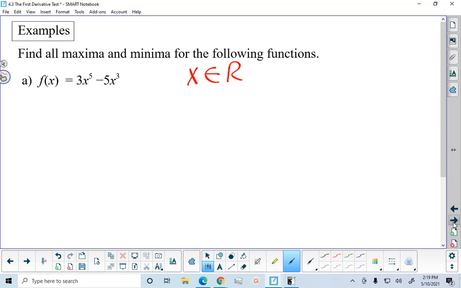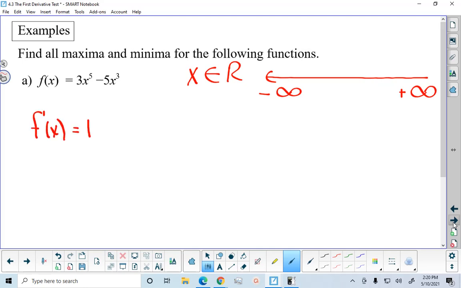You can take any number and put it in without violating any laws of mathematics. Which means when we do find our critical values of x, in order to come up with a first derivative chart, we are going to start slicing up the domain of all real numbers using the critical values of x. So let's find the derivative first. It will be 15x to the 4 minus 15x squared.